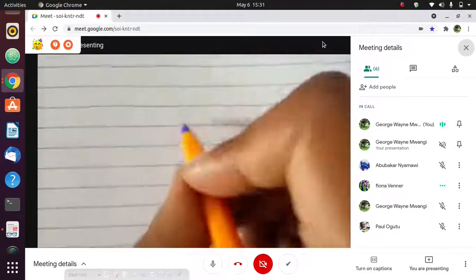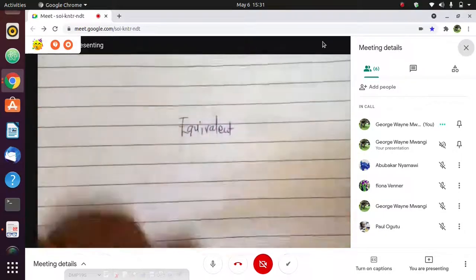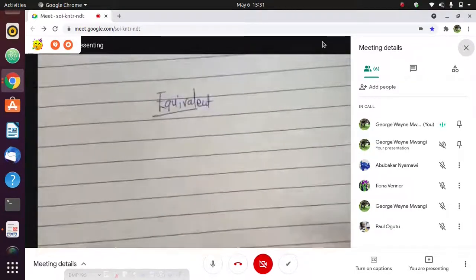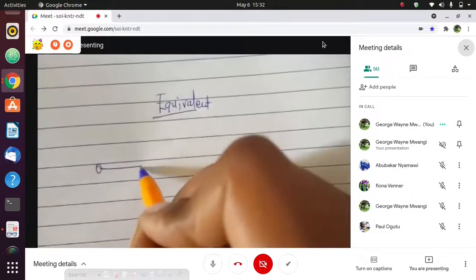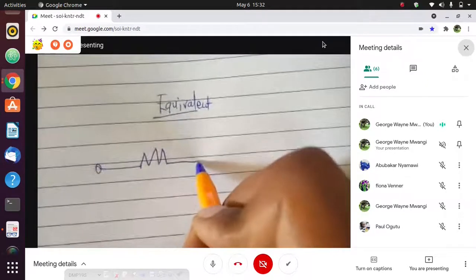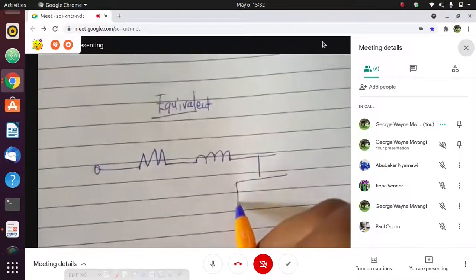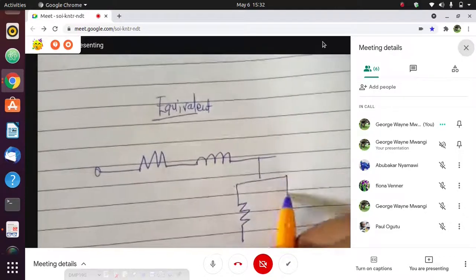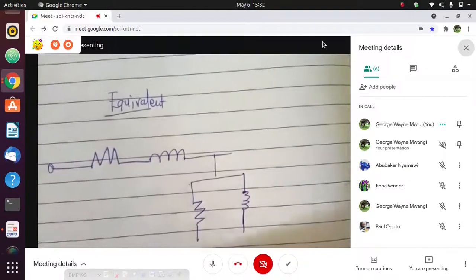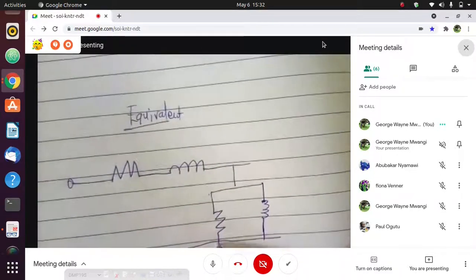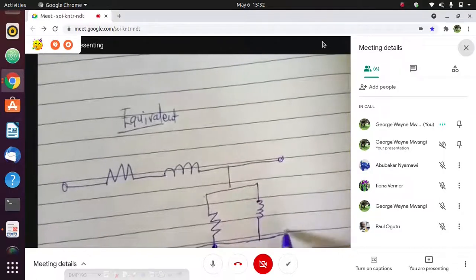Okay, now the equivalent circuit of a stator of a three-phase induction motor will look like this. And this is when it is at standstill. We have the stator terminals, we have the resistor, we have an inductor, we have the terminals at that end.